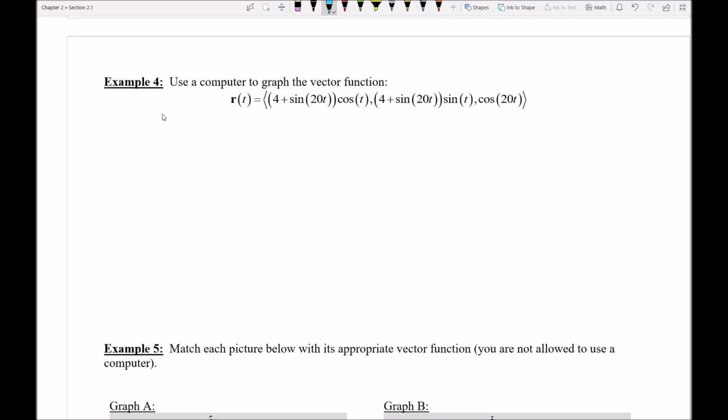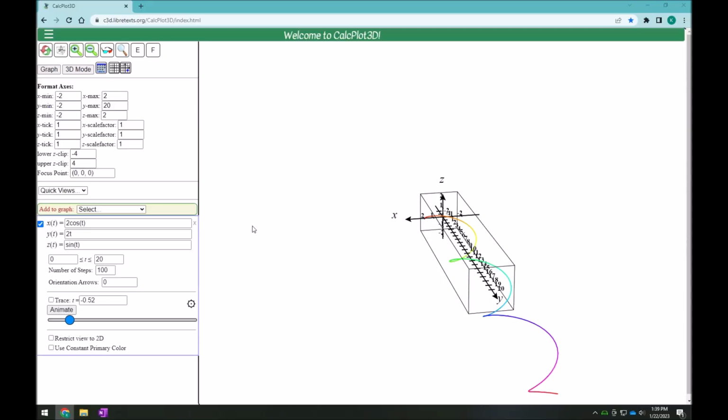All right, in this video, we're going to take a look at both example 4 and example 5. Now, for example 4, it's really easy. I just wanted to go ahead and have you use the 3D plotter again to try to graph some crazy looking vector function that we can get here. All right, I'm going to go ahead and go back to the 3D plotter and type this in to get a sense of what this looks like. There's not really anything to write down here.